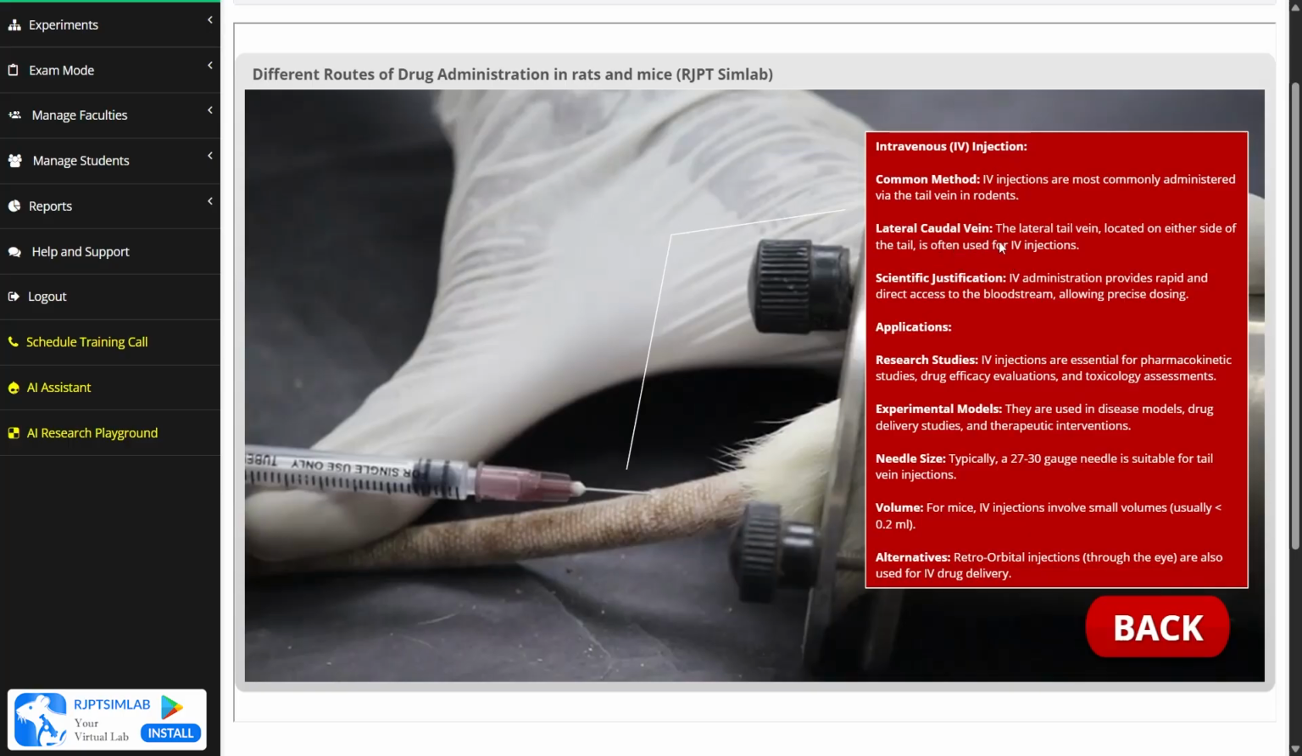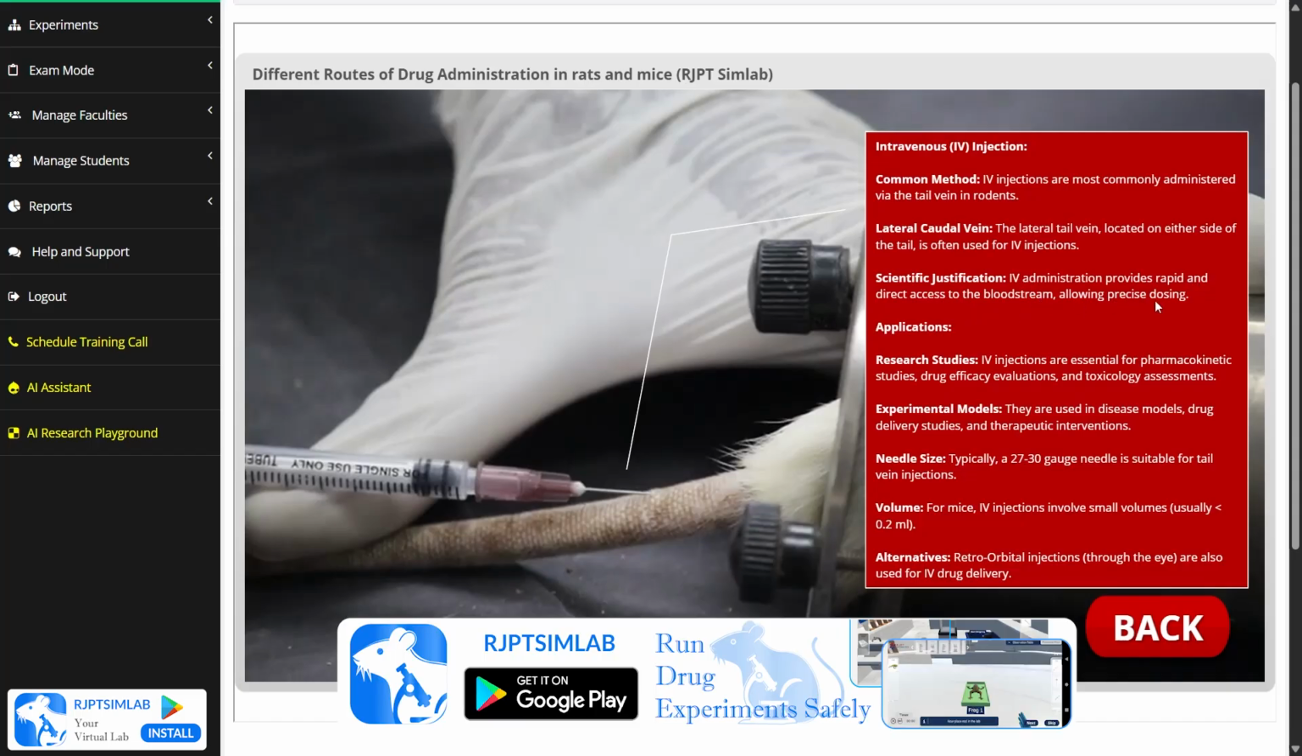The lateral tail vein, located on either side of the tail, is often used for IV injections. In rodents, we use the tail vein, which is also known as the lateral caudal vein or lateral tail vein. We can insert the drug on either side of the tail, either the top or the bottom side. The scientific justification for this method is that IV administration provides rapid and direct access to the bloodstream, allowing precise dosing.